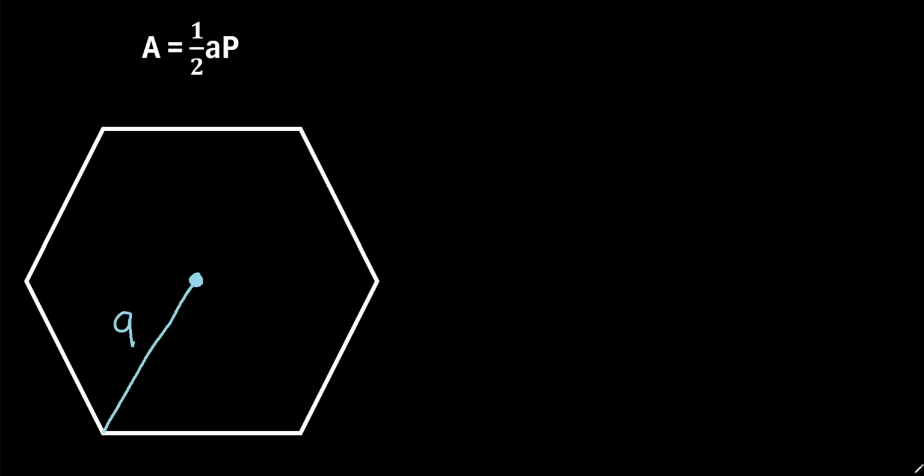In this video, we will talk about how to find the area of a regular polygon given the radius. So let's say that we have this hexagon here, and we're told that the radius has a length of 9 centimeters. How can we find the area? Well, the trick is we need to use this formula right here.